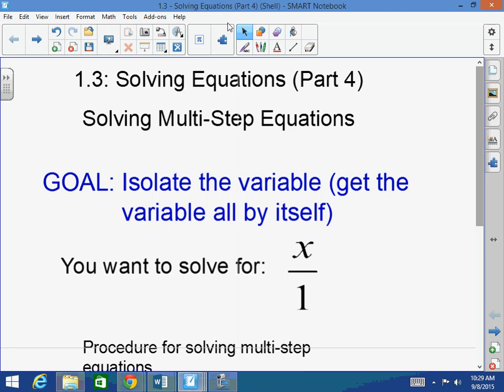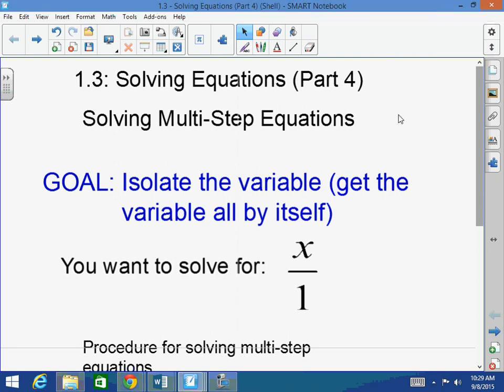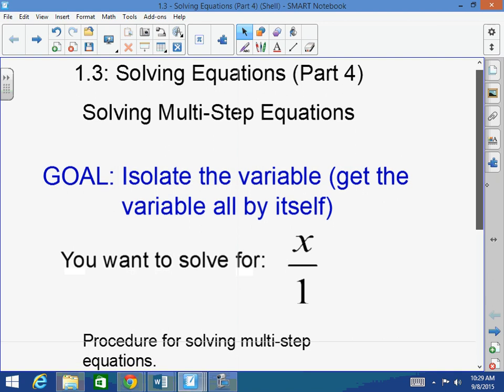Excuse me for 1 second, I'm so sorry. Sorry about that. Okay, so again, guys, we want to solve for x over 1 in the numerator positive, okay?